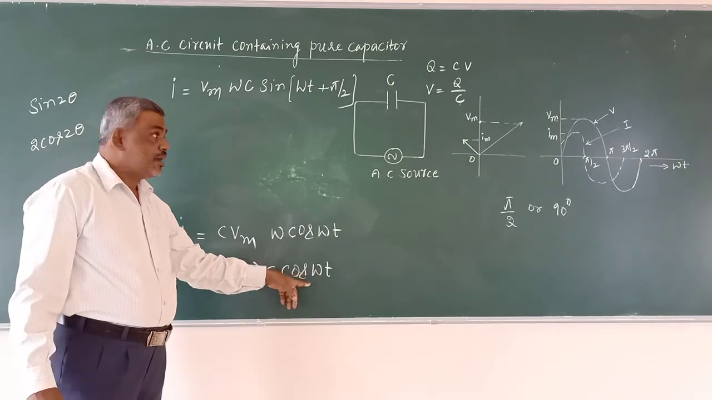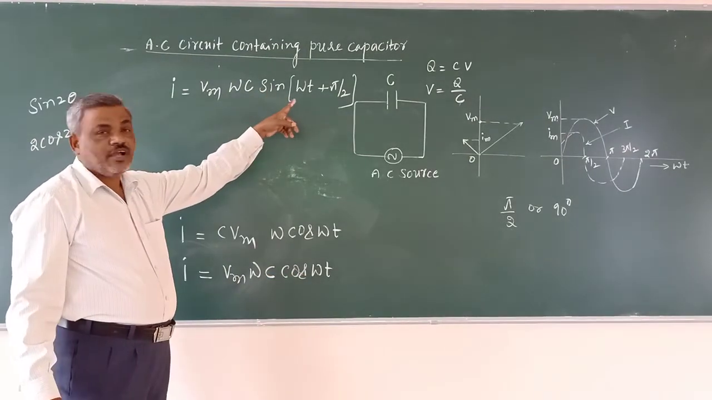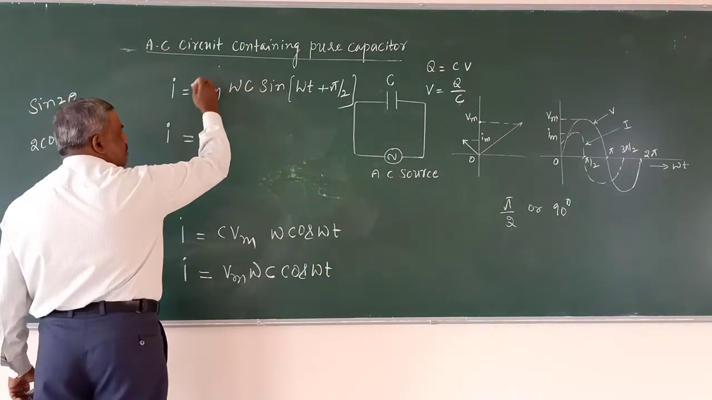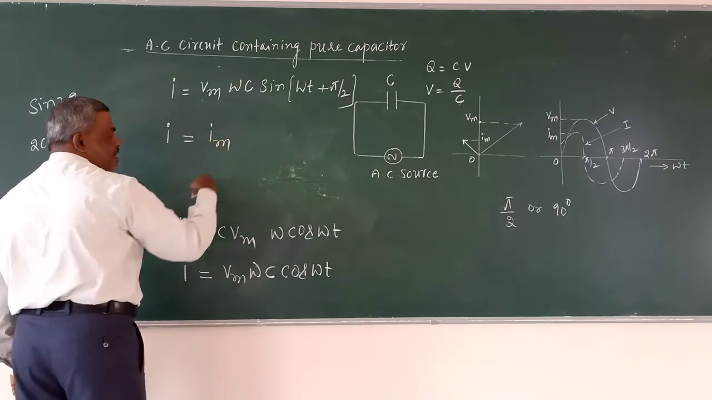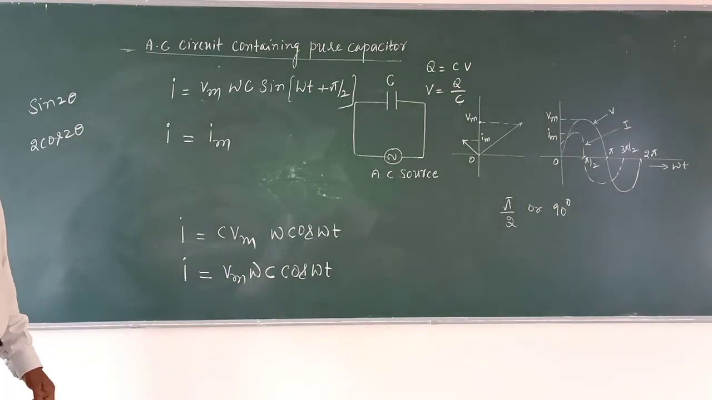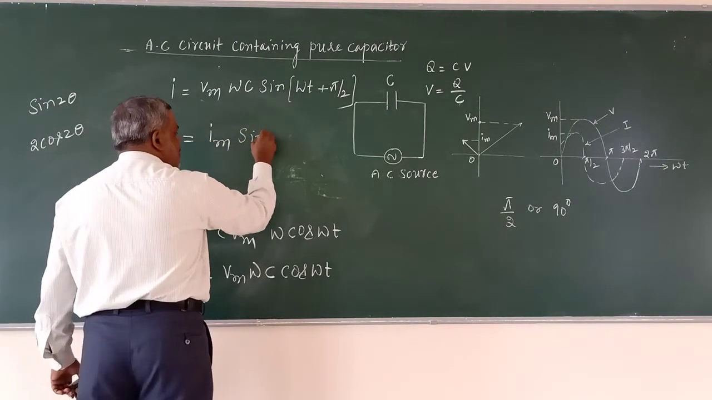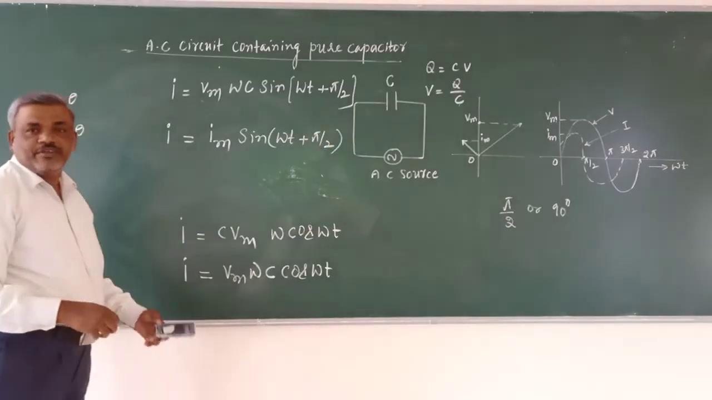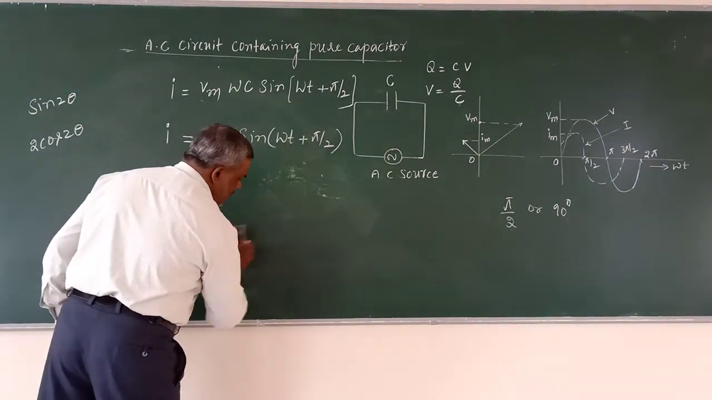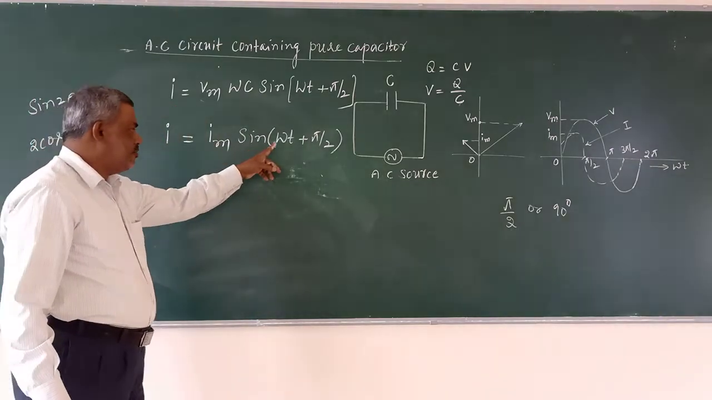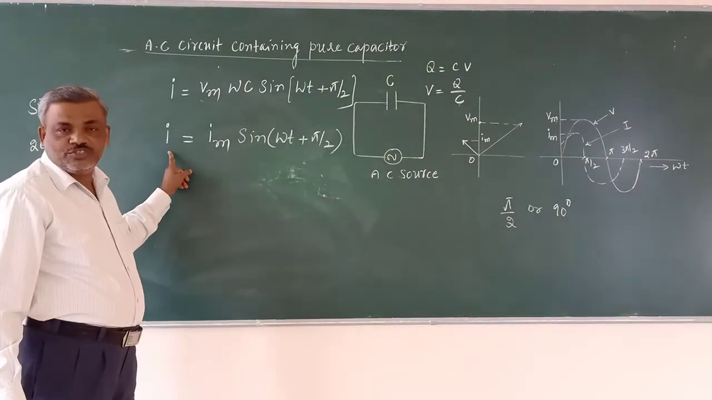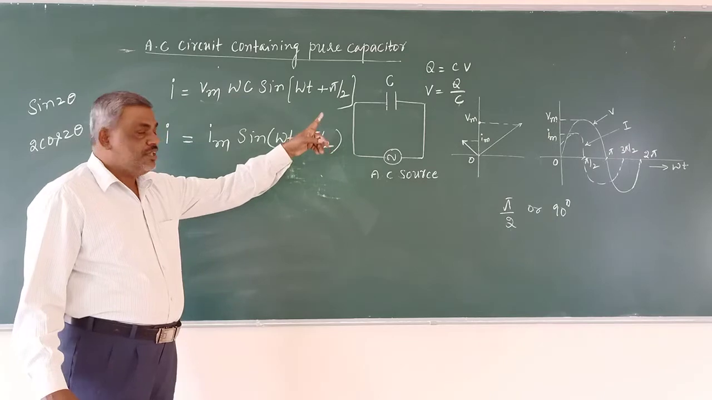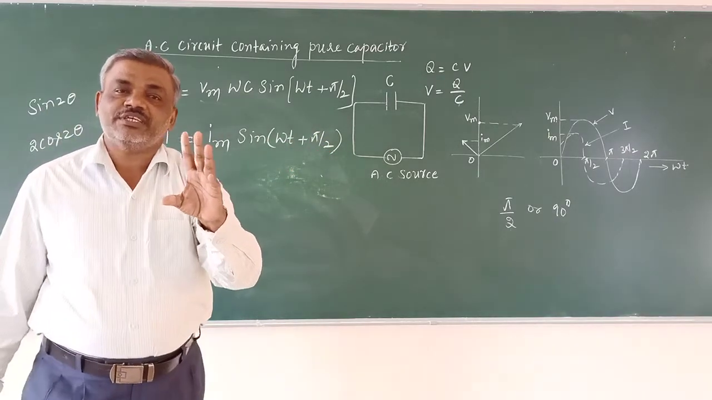Then you convert cos omega t to sin omega t plus pi by 2, the peak value of alternating current. Now this equation shows that I equal to Im sin omega t plus pi by 2. This equation shows that current leads the voltage by an angle pi by 2 in an AC circuit containing a pure capacitor.